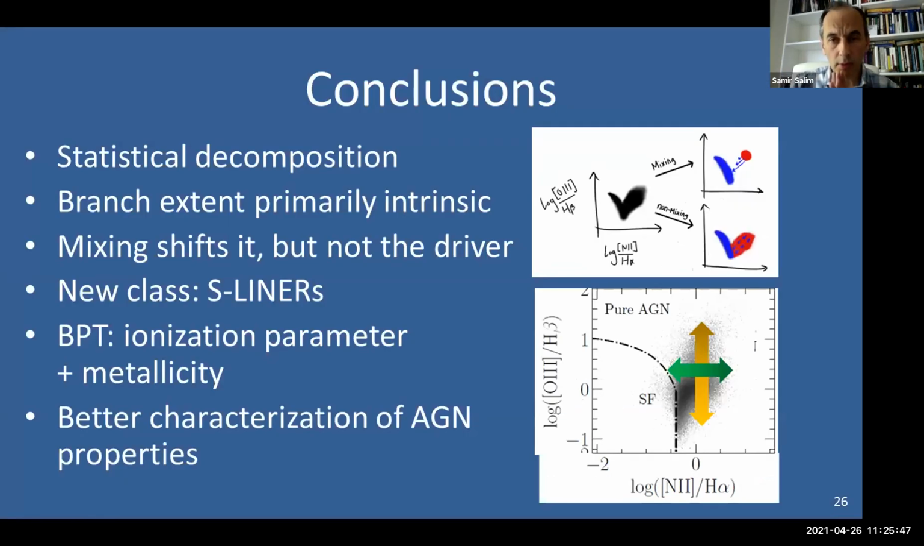So anyway, just to conclude, we did the first empirical statistical decomposition with the aim of trying to understand the diversity of emission lines on the BPT diagram, and you find it's actually primarily intrinsic, not mixing with star formation that is driving this. There is a connection with the physical parameters as expected from the models, and now we show that this range is actually very wide, that there are AGN of many different characteristics. And whether LINERs actually belong to that is something that still remains to be seen.